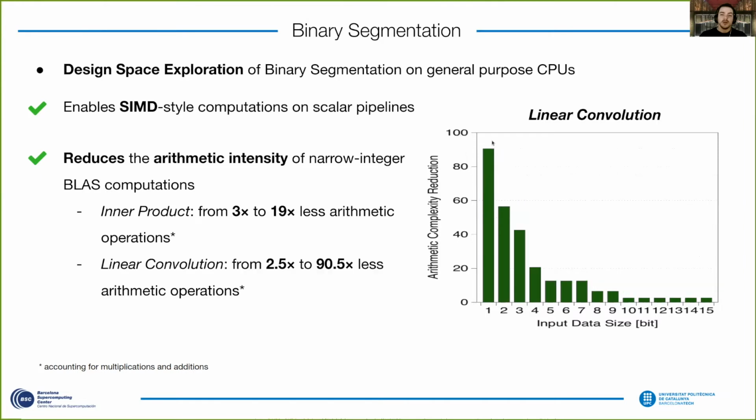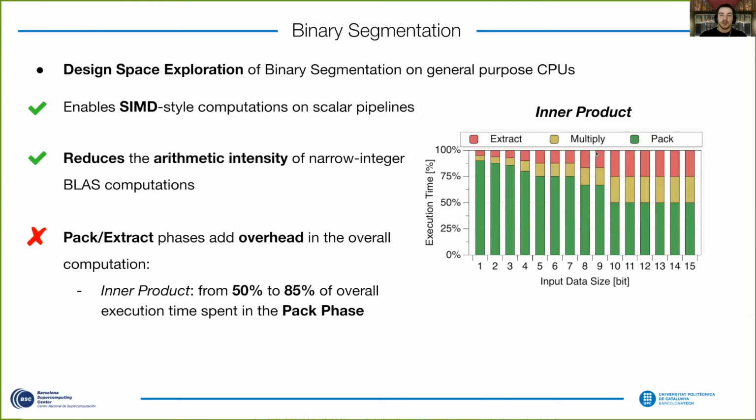And similarly, for the linear convolution, it means that we can save from 2.5x up to 19.5x the number of arithmetic operations, so the number of multiplications and additions required to perform the operation. However, our design space exploration shows that binary segmentation introduces overhead in the overall computation. These overheads are mostly due to creating the input clusters or extracting the output elements from the multiplication results.